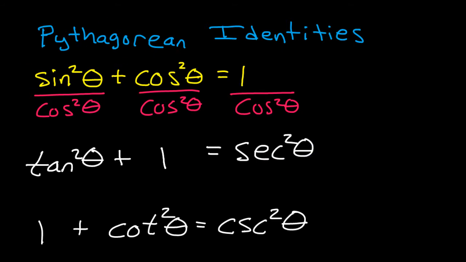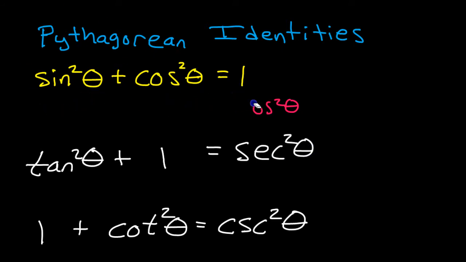So definitely memorize the yellow one. Okay, that's the parent one. Sine squared theta plus cosine squared theta equals 1. Lock that in. But if we divide by sine squared theta, we get this one. If we divide by cosine squared theta, we get this one. So we're going to need all three.